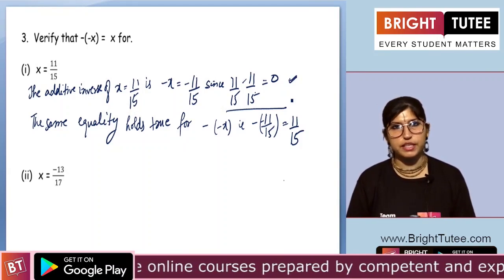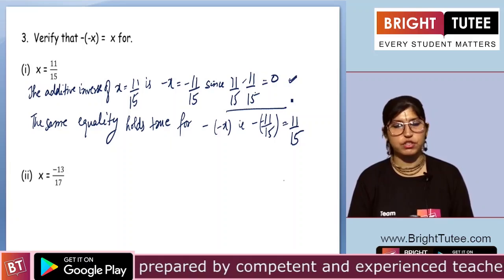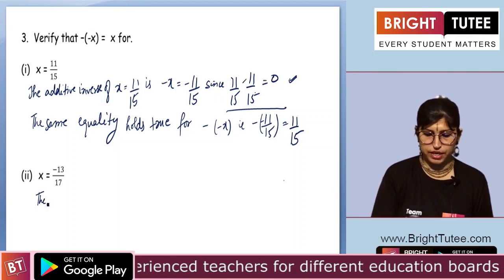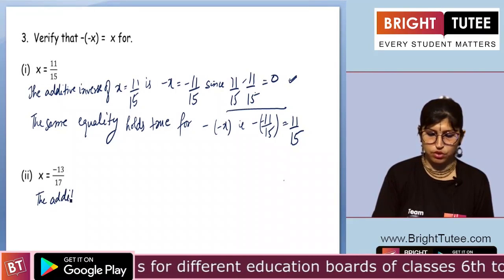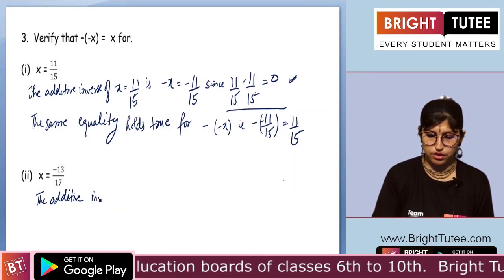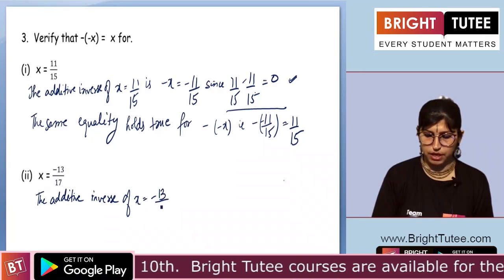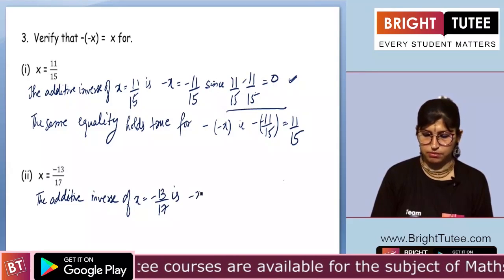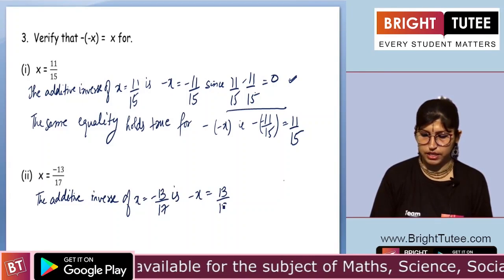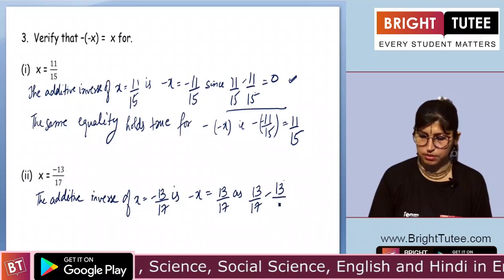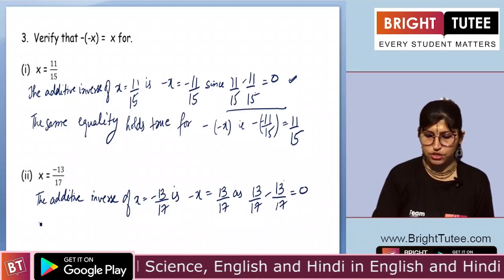Now let's move on to the second part, and we do the same way which we did in part 1. Now let's start with the second part. We can write it down, the additive inverse of x, which is minus 13 by 17, is minus x, which is 13 by 17, as 13 by 17 minus 13 by 17 would be equals to 0.